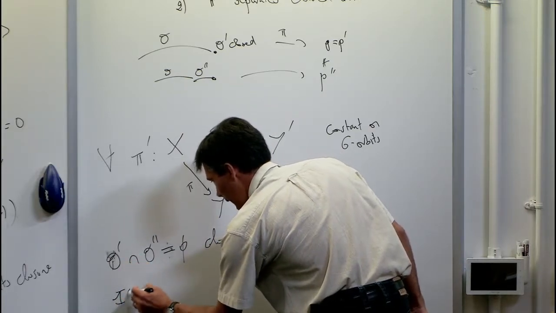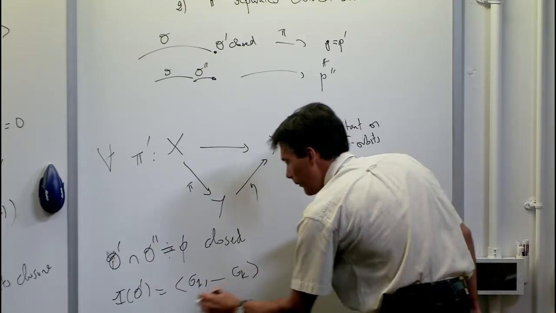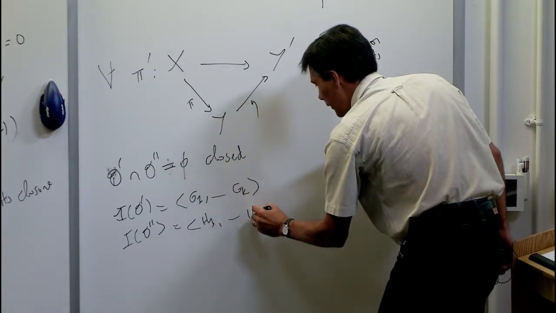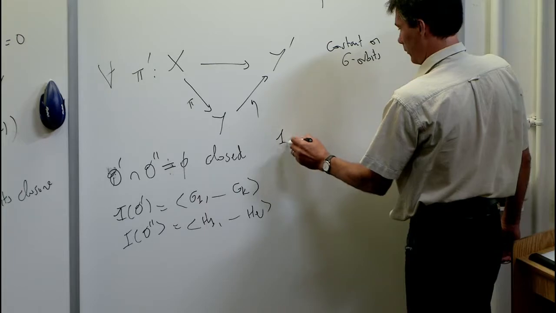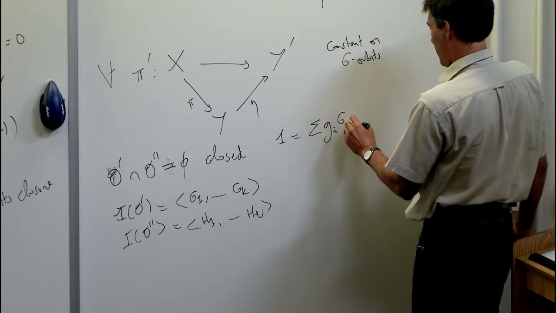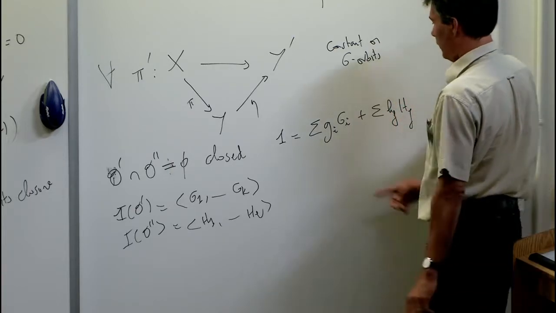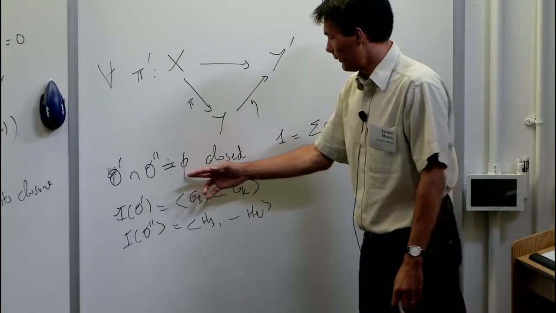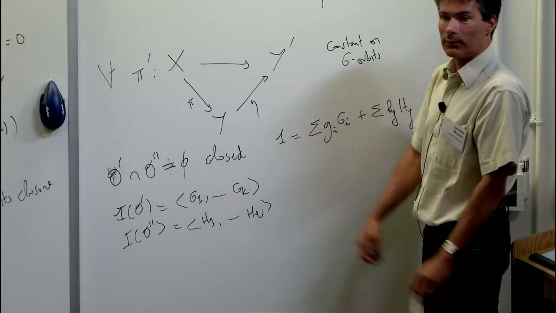Let's say that the ideal of O prime is generated by g_1, ..., g_k, and the ideal of O second by h_1, ..., h_l. So I can find, by the Hilbert Nullstellensatz, a relation: sum of g_i plus sum of h_j equals 1, which makes obvious the fact that the intersection is empty, because on the intersection all the g_i and all the h_j would be equal to 0. So I get 1 equals 0.